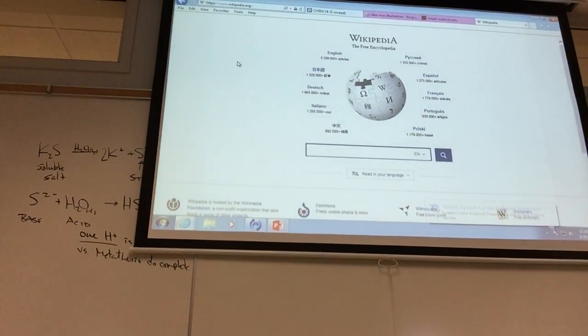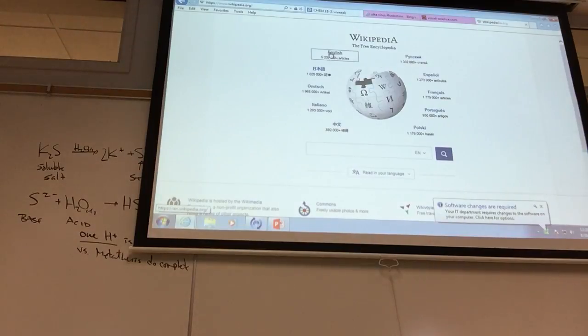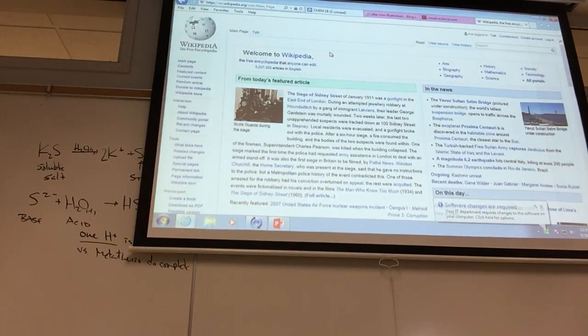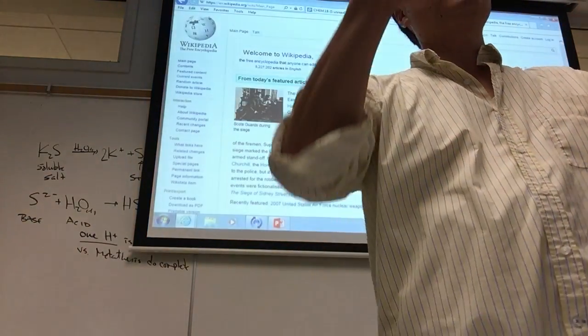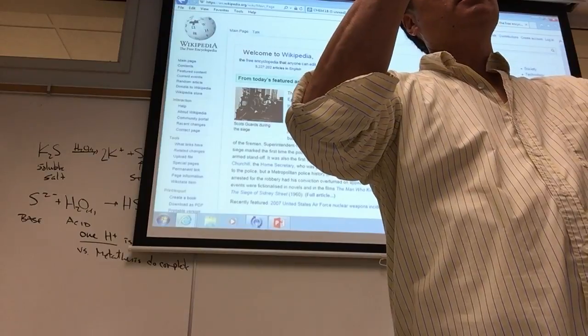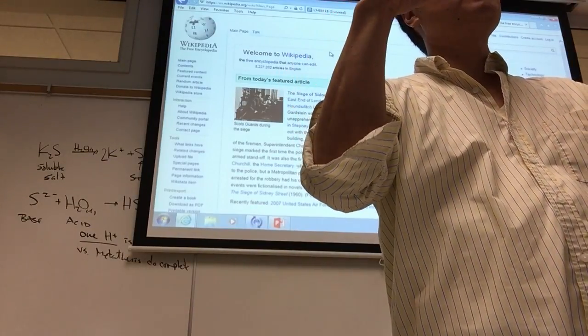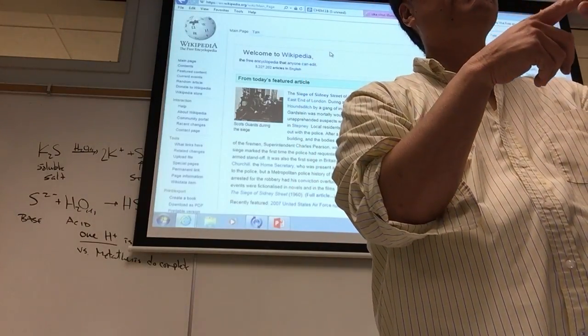We used to go through these books. When I was a student, if I wanted to look up lead chloride versus lead iodide, I would look in a book called the CRC. The CRC stands for the Chemical Rubber Company, and they published this book called the Handbook of Chemistry and Physics. It's like this thick. And then I'd flip through the pages, right?